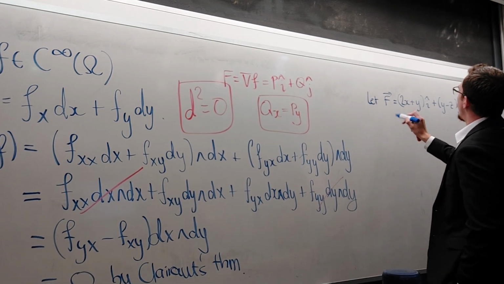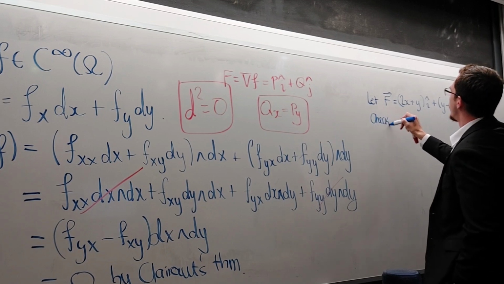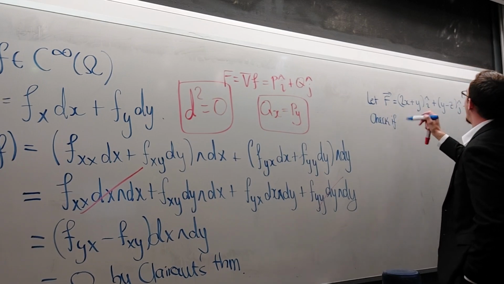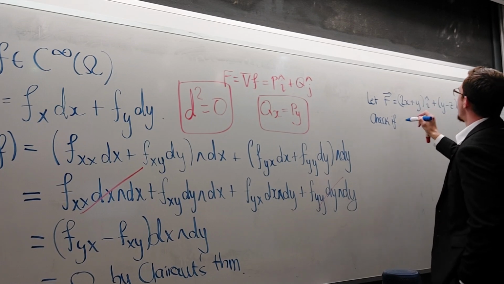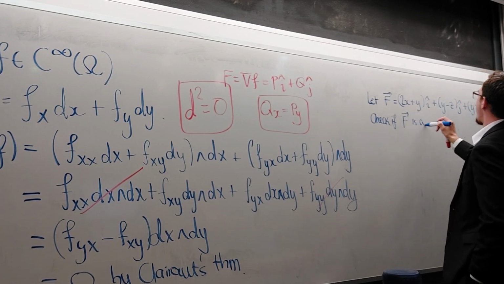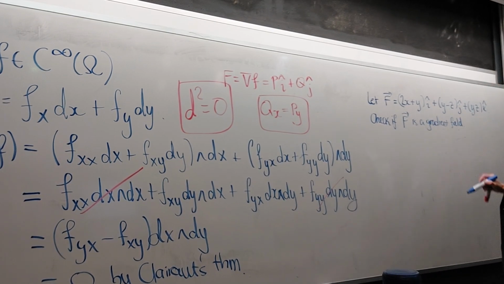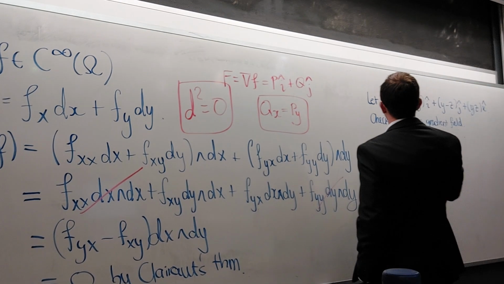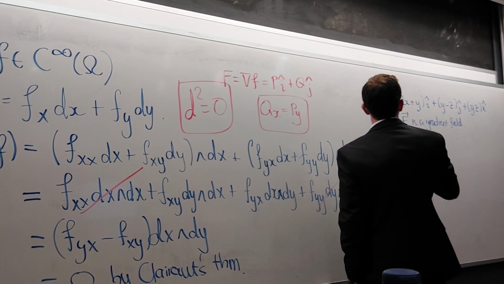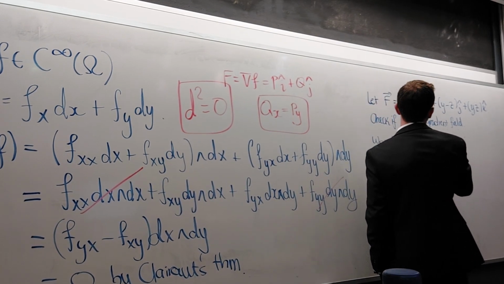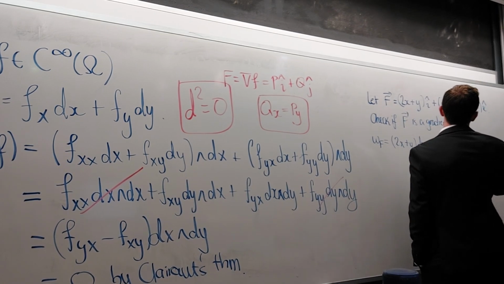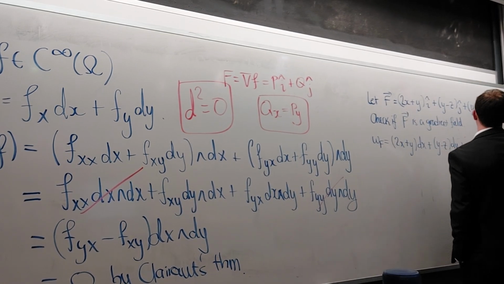Okay, so I want to check if f is a gradient field. Or at least try. I'm hoping it goes the way I want. If it doesn't, then that's unfortunate. So what I'm going to do is I'm going to look at the associated one form omega f. So I take (2x plus y) dx, (y minus z) dy, yz dz.